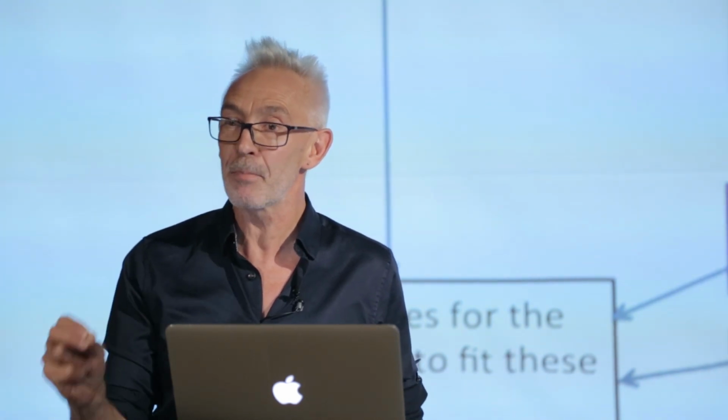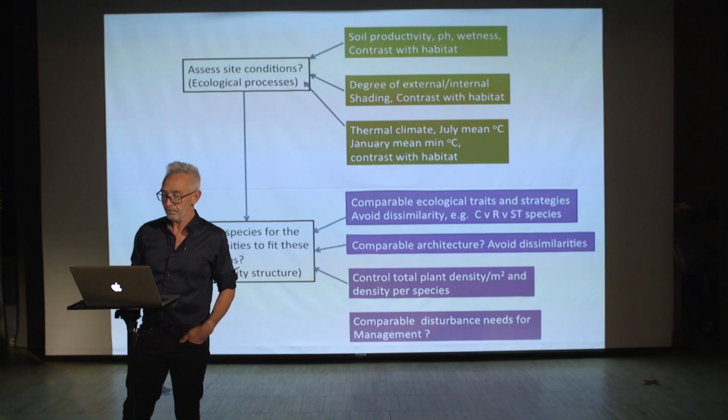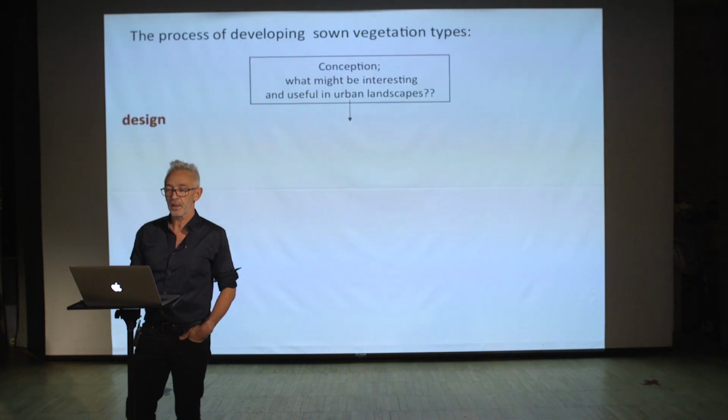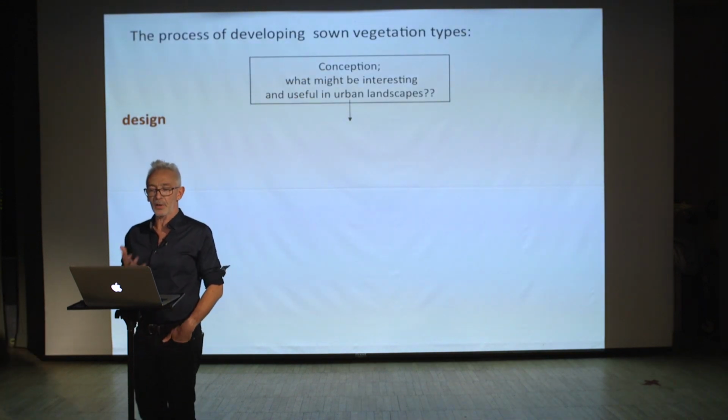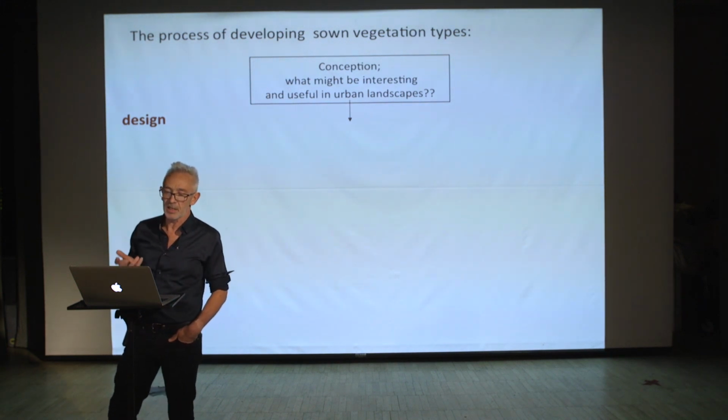The designer has to build in those relationships so it doesn't all go horribly wrong. So you need to have more understanding of these sorts of things. Okay, so I just want to go on now, and I just want to show you the process of developing sown vegetation types in this way.